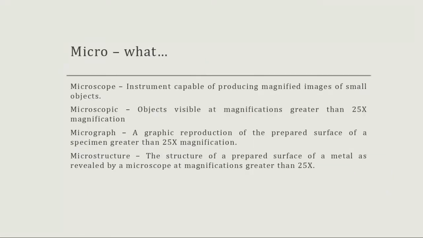So micro what? These are terms that should be very regular when you are working with a microscope or taking pictures. Your microscope is the instrument that's capable of producing images of small objects. The purpose of using a microscope is that everything you are going to be looking at in phases will be microscopic, and that's anything that is greater than 25 times magnification.